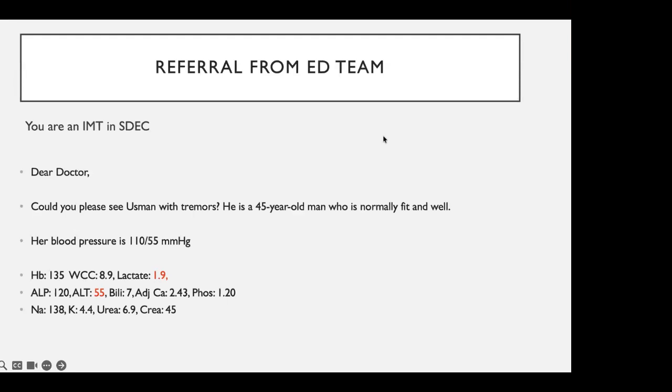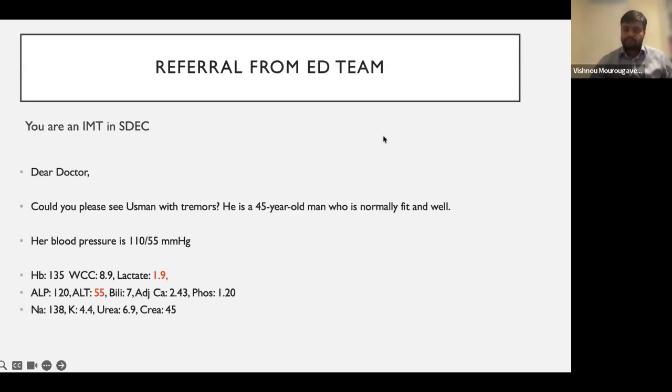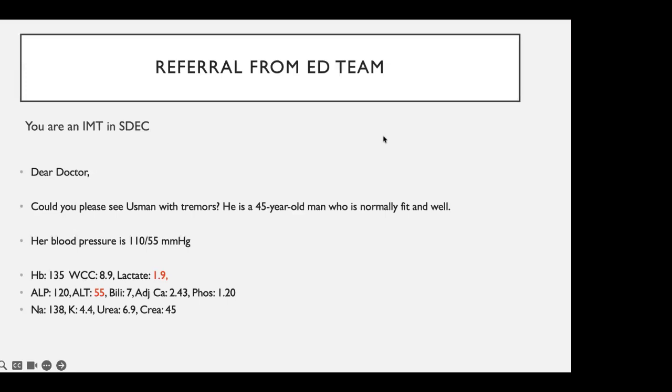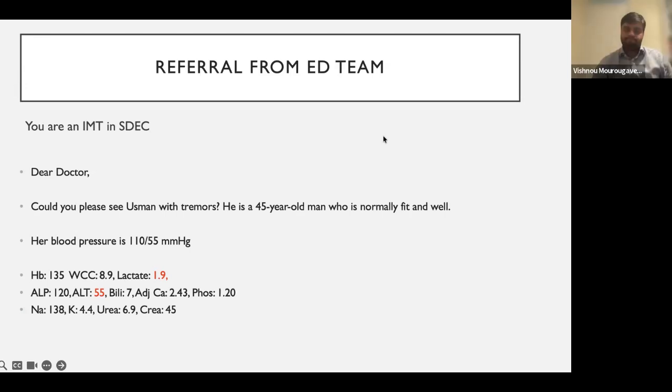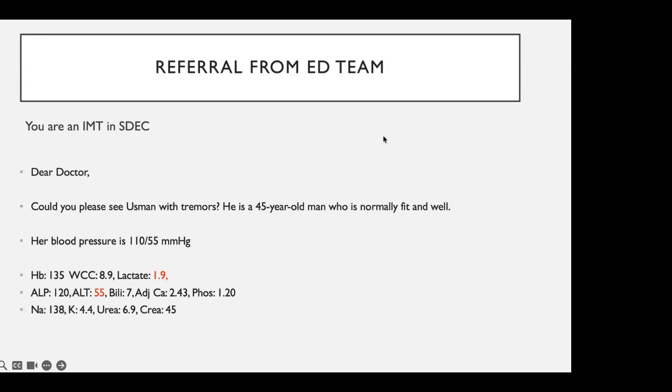Anything like cerebellar dysfunction or anything? No. So there are no cerebellar signs in the patient. Only a coarse tremor when the patient is stretching the hands, and there is hepatomegaly.